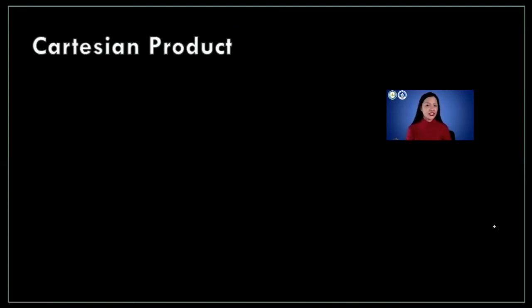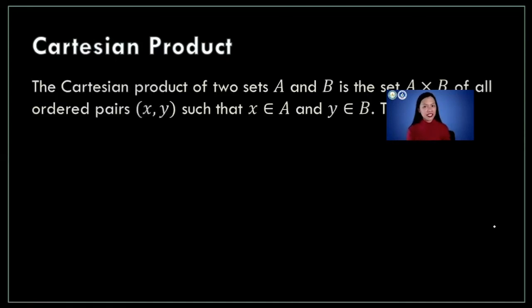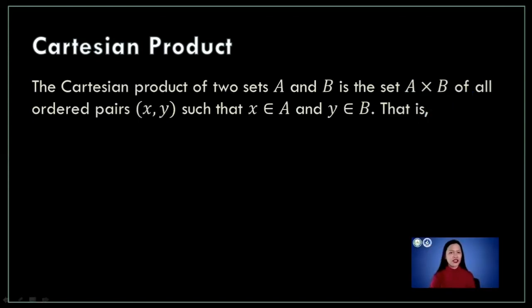The last one is the Cartesian product. Cartesian product is essential in understanding higher mathematics concepts. Let us have this definition. The Cartesian product of two sets A and B is the set A cross B, A times B, or Cartesian product of A and B, of all ordered pairs X and Y, such that X is an element of A and Y is an element of B.